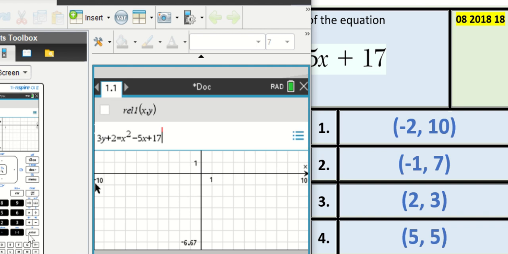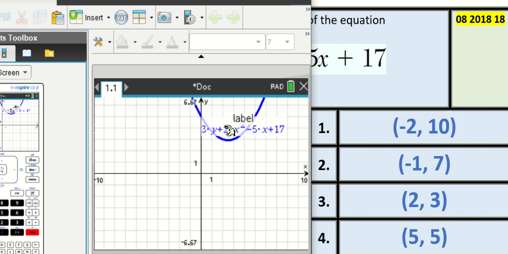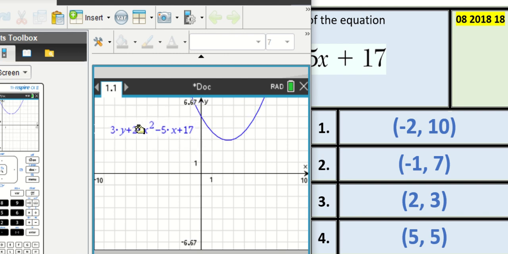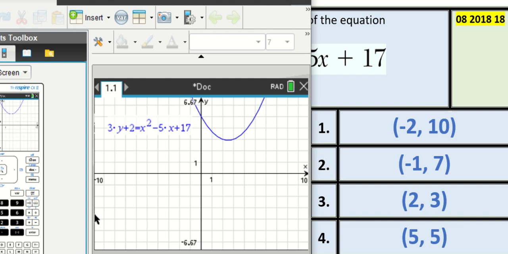So now I press enter for my graph, and this is the graph that I'm looking at. So I want to trace this graph. Watch what happens when I do Control T. Control followed by the letter T does nothing because this is not graphed as a function. It will not give me a table, but it will trace my graph.